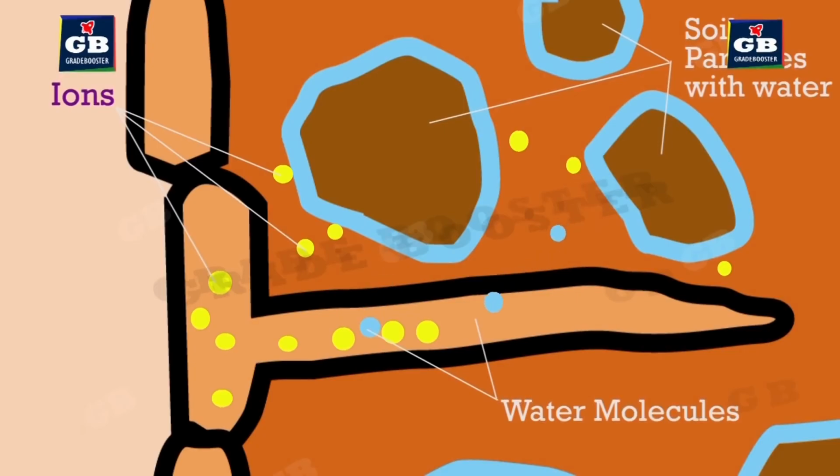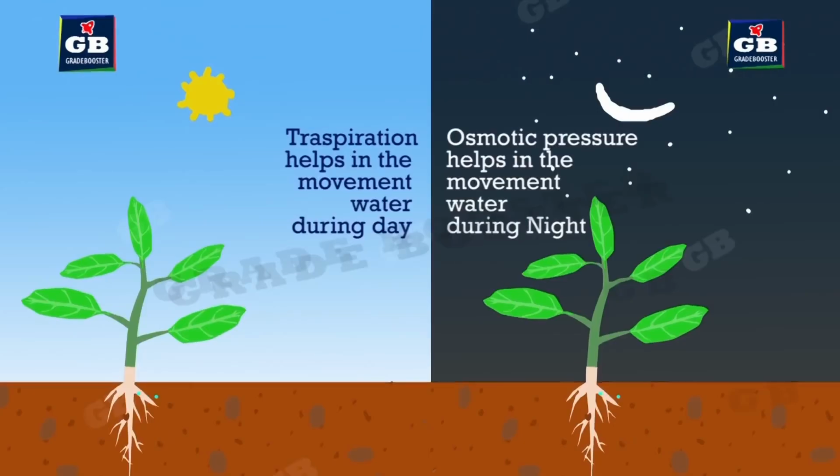During night, the transportation of water in plants takes place through root pressure. During daytime, plants keep their stomata open for the process of transpiration. Due to this transpiration, water moves up in the xylem.